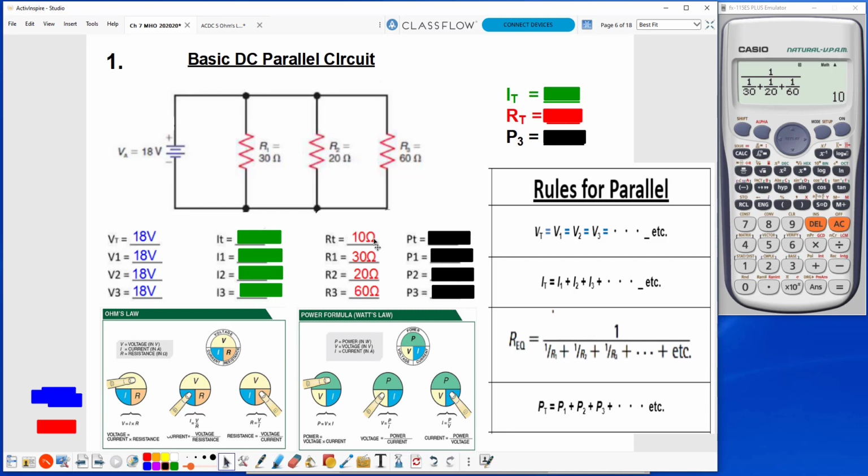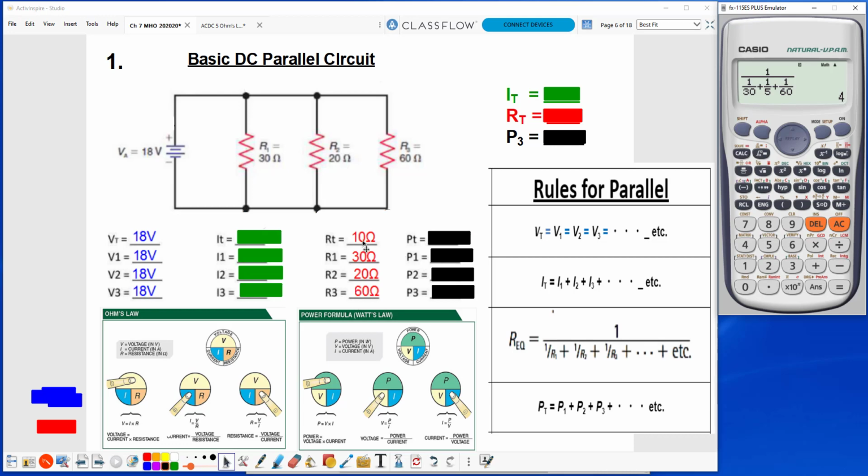Please keep in mind that your total resistance will always be lower than your lowest resistor. So if I was to put a 5 ohm resistor in here instead of, let's say, the 20 ohms, I'll keep the 60 ohms, but if I put a 5 ohm in here, the total resistance will be lower than 5 ohms. The total resistance will always be lower than the lowest resistance.